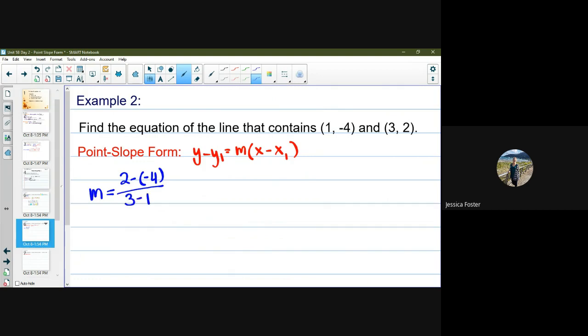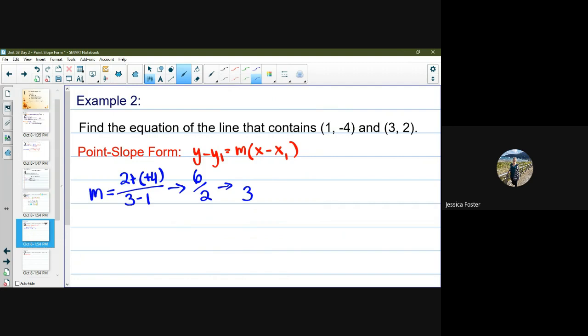Simplify that, 2 minus -4, well, that's the same thing as 2 plus 4. So I get 6 over 3 minus 1 is 2. Simplify that, my slope is 3. All right, so I got y minus y1 equals 3 times x minus x1.